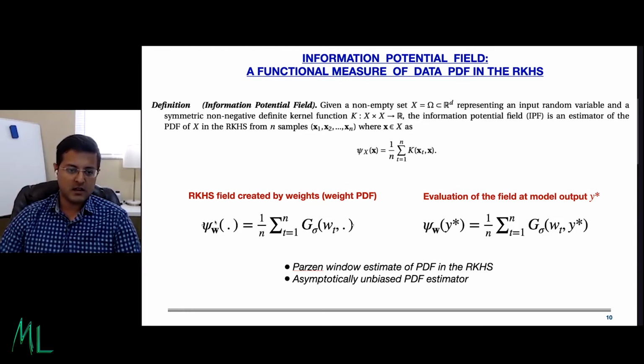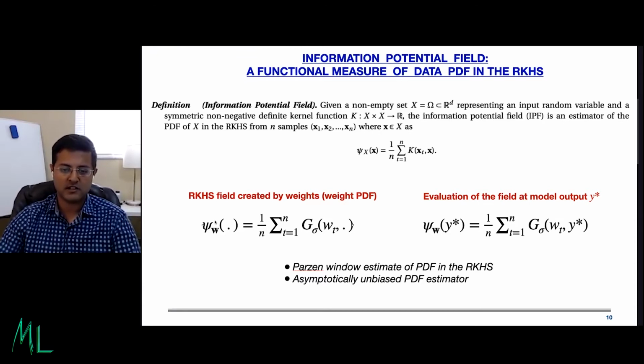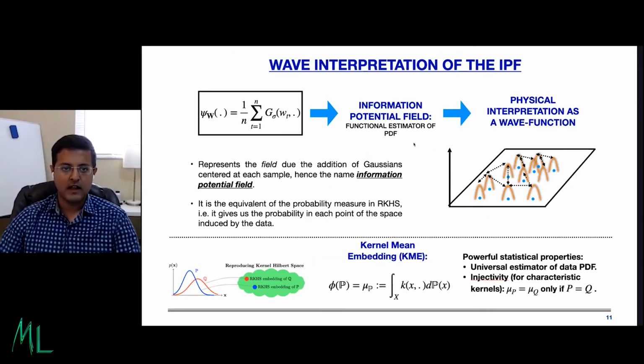So this is the weight PDF defined by the information potential field constructed by the model weights, or the effective model weights that we use. And if we evaluate it at any model output, we get an initial approximation of the predictive PDF of the model. And this information potential field has some very good properties. As you might have noticed, it is the Parzen window estimate of the PDF in the RKHS. So it is an asymptotically unbiased PDF estimator, making it a very good metric for our use.